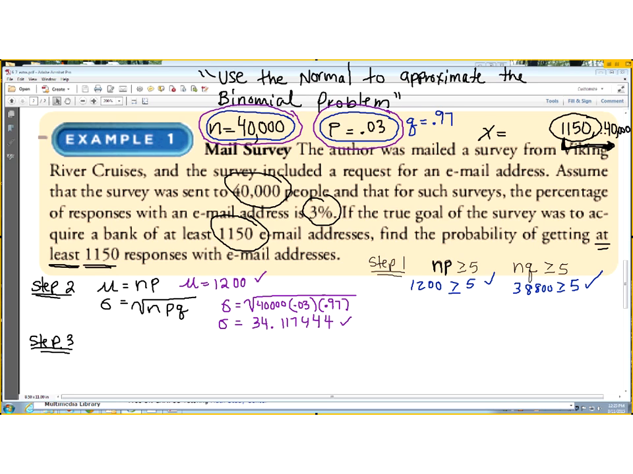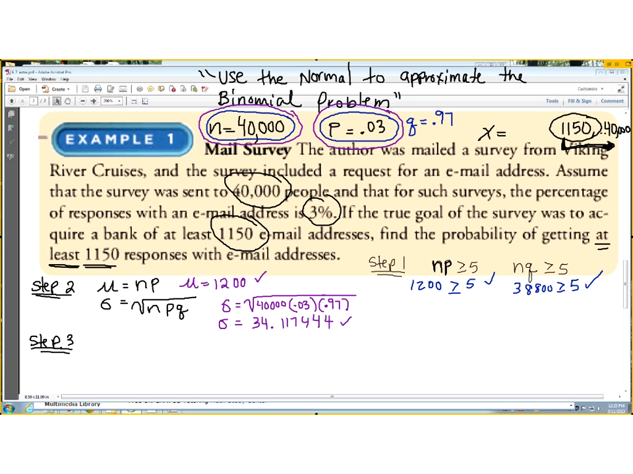Step number 3 requires that we identify our x. We have to identify our x. Now here I know we have that x is going to equal 1,150 and everything that comes to the right.